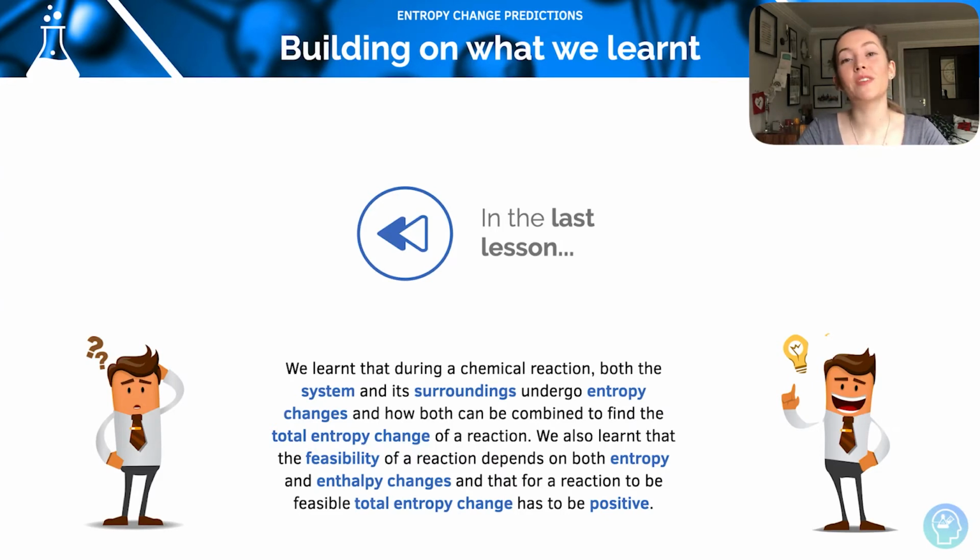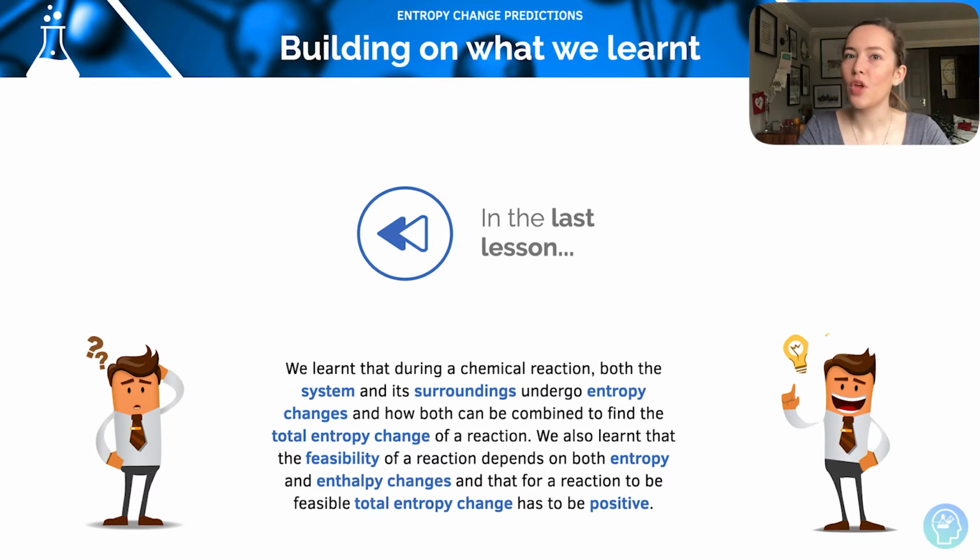In the last lesson, we looked at calculating entropy changes with numerical values. We learnt that during a chemical reaction, we've got both the system and the surroundings at play, and they both undergo entropy changes. And we need to use both of those values in order to work out the total entropy change, because total entropy change takes into account our enthalpy changes, temperature, kinetics, and everything. And then we applied that to whether a reaction was feasible or not. So we learnt that a feasible reaction needs to have a positive total entropy change value.